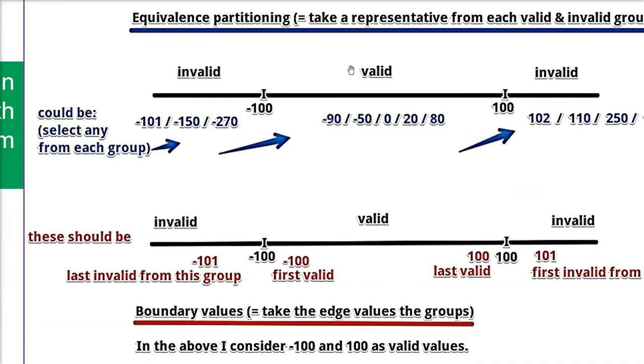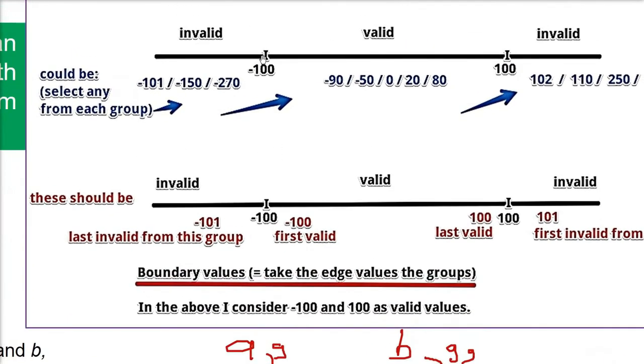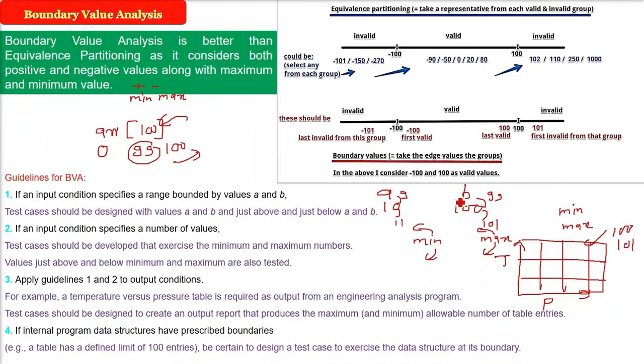Now these are the valid and invalid classifications, the equivalence classes we have made. And then what you have to do is take the values which are at the boundary of these classes, negative, positive. That is how boundary value analysis works.